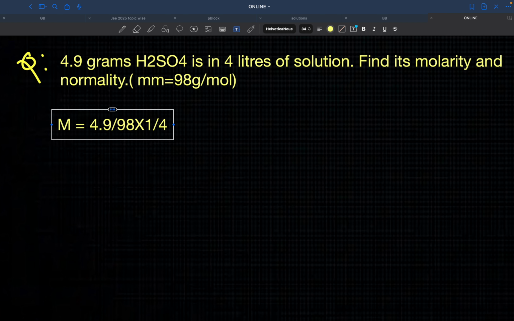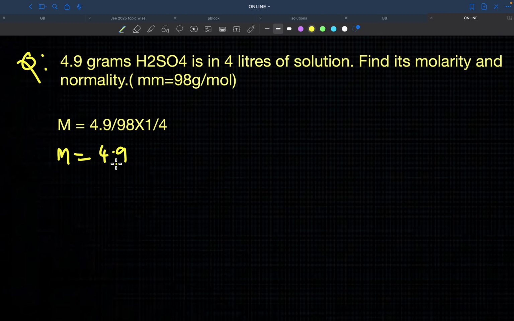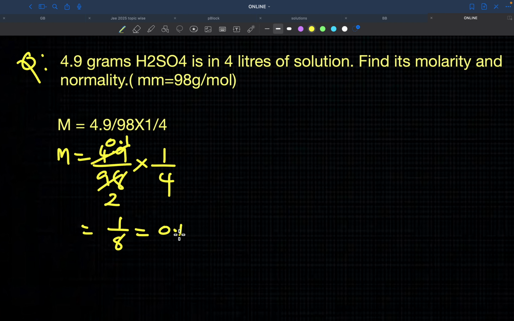We'll use the pen. So molarity equals 4.9 by 98, times 1 by 4. This goes 1 by 2 times, 49 times 2 are 98. So we have 1 by 8. 1 by 8 is how much? 0.125 molar. Correct?